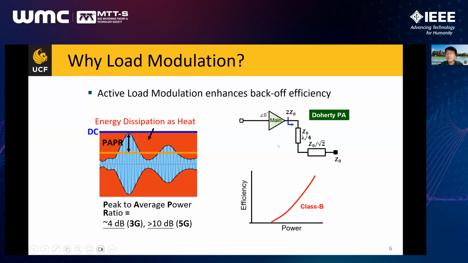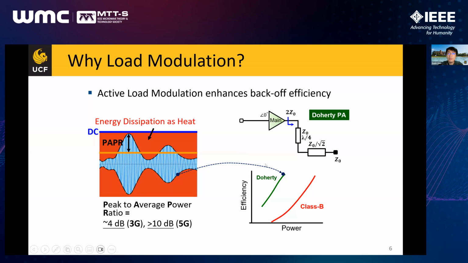So with the peaking device being turned off, this main amplifier sees a high load impedance, ideally twice Z0, so that it can saturate earlier at lower power. This effectively shifts the class B PA efficiency curve towards the left-hand side, toward the low power region.